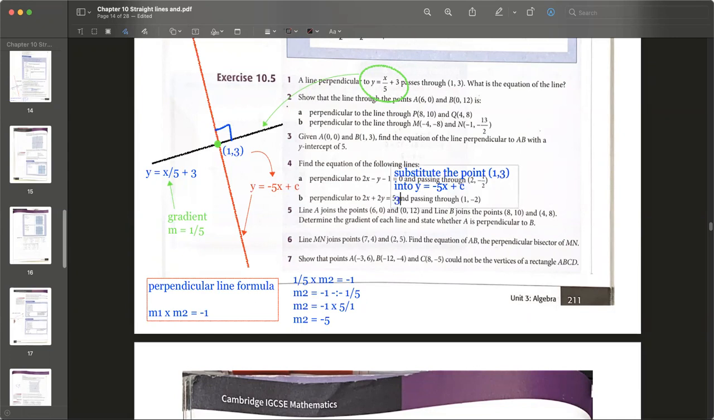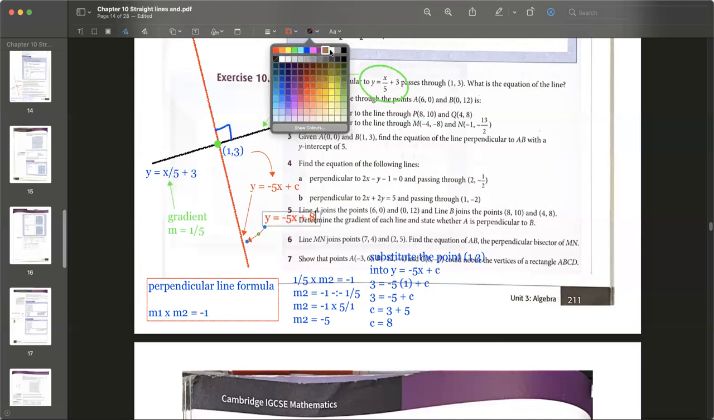So y equals 3 equals -5 times 1 plus c. If we solve this, then we can find c. So 3 equals -5 plus c. c equals 3 plus 5. c equals 8. So now we've got c already. Then we're going to rewrite this equation. So the equation here is y equals -5x plus 8. If this is negative, then it's minus. Since this is positive, then it's plus.